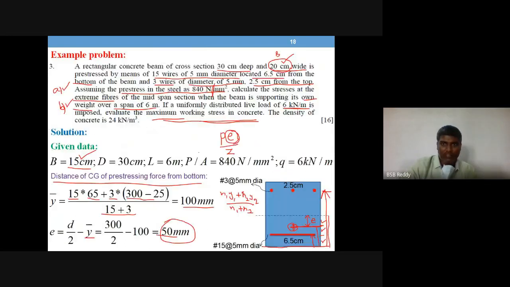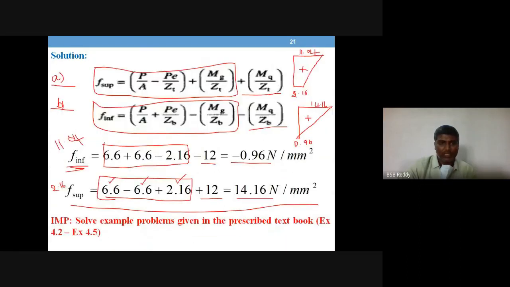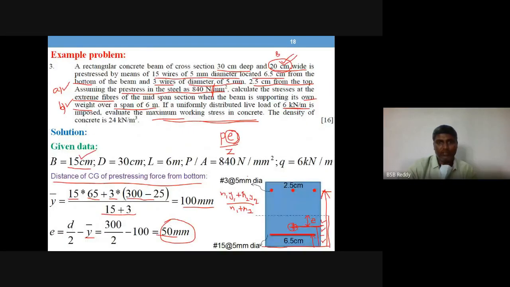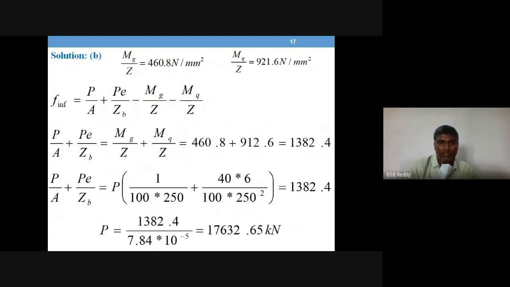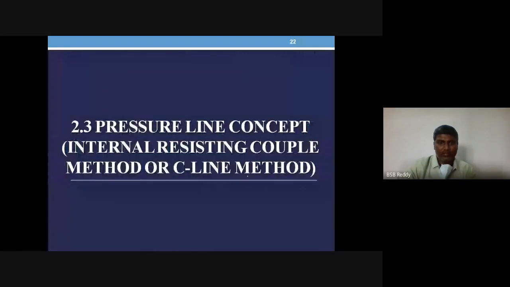And you work out the same problem with the width as 20 centimeters instead of 15. Also, see the solved examples available in the prescribed textbook, from example 4.2 to 4.5. You practice them, so that the more you practice, the more confidence you will get in solving such analysis problems. Right, we'll take up another concept of finding stresses, the pressure line concept, in the next session. Thank you.